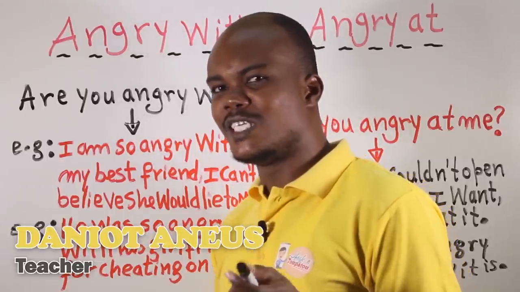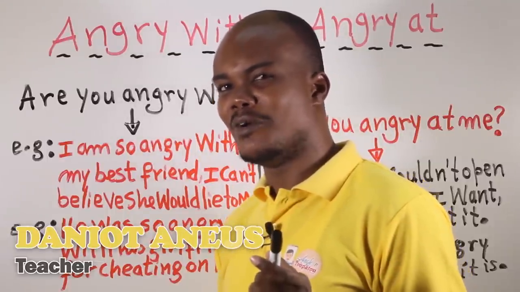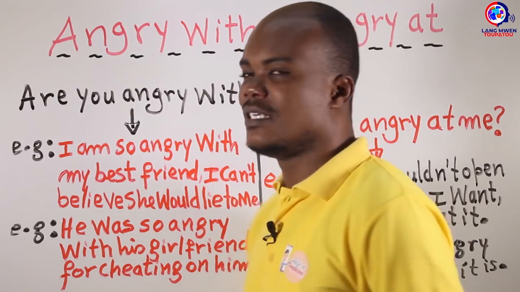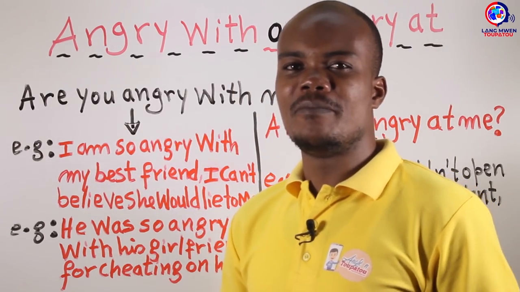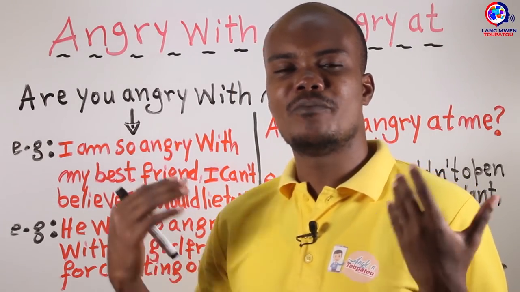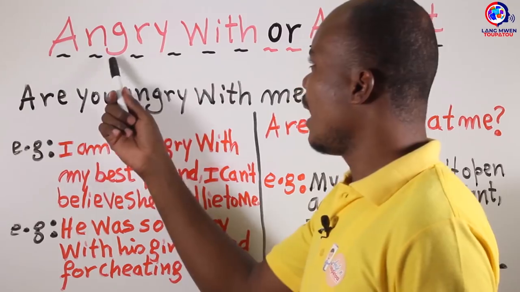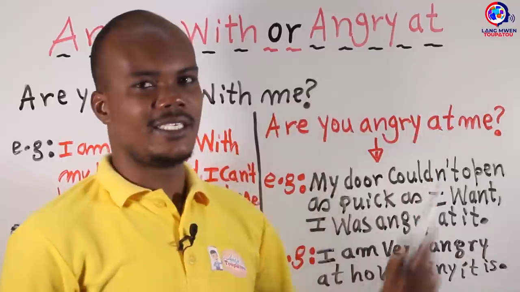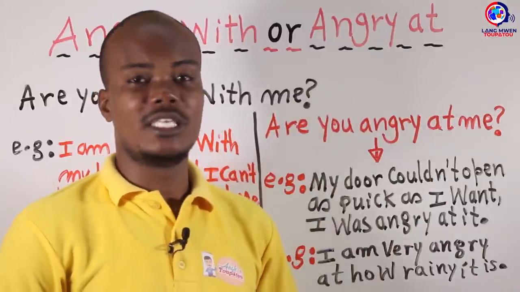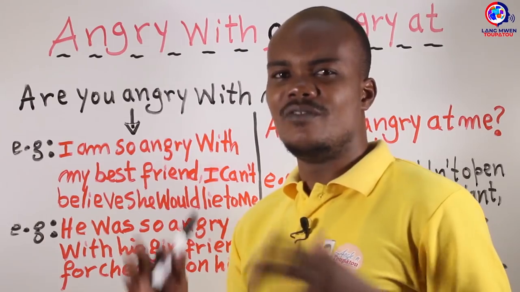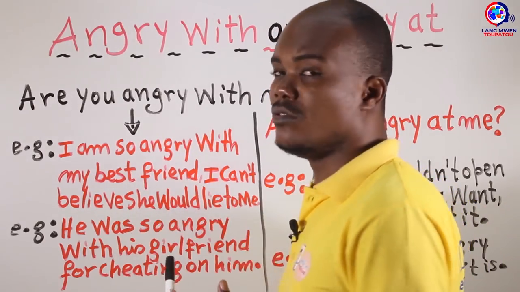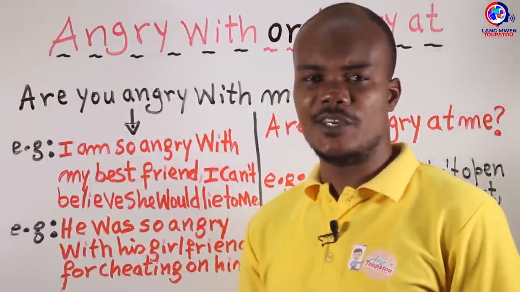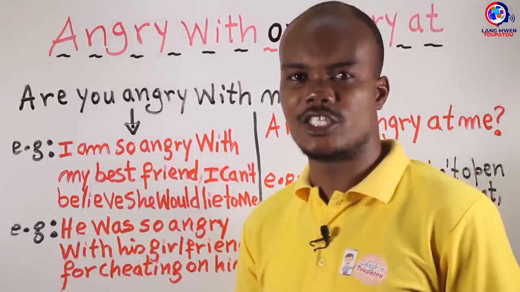Si vous tombez sur la vidéo, ça veut dire qu'on va aller chercher. Il y a plein de gens qui ont des problèmes pour connaître comment pour utiliser angry with avec angry at. Il y a des problèmes. La vidéo, ça va être utile. Non seulement connaître comment pour prononcer mot yo et comment vous utilisez yo when you are speaking English.